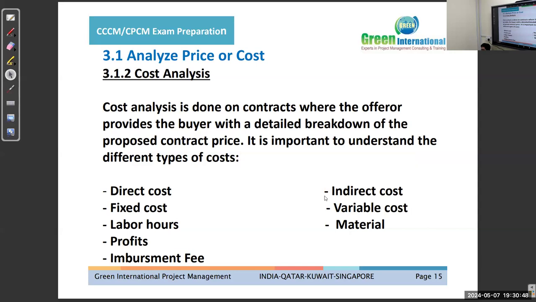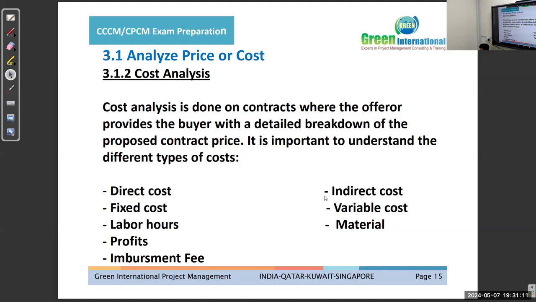Cost analysis. Cost analysis is done on contract where the offerer provides the buyer with the detailed breakdown of the proposed contract price. It is important to understand the different types of cost: direct cost, fixed cost, labor hours, profits, reimbursement, indirect cost, variable cost, material cost.